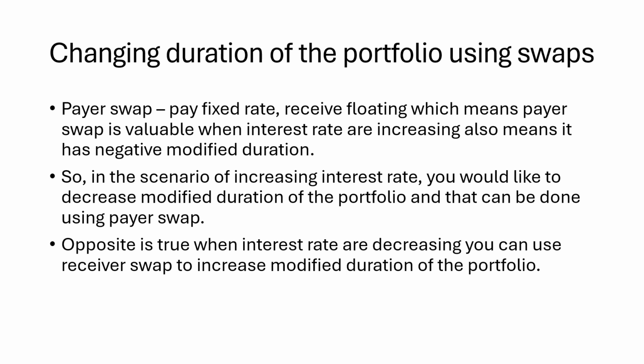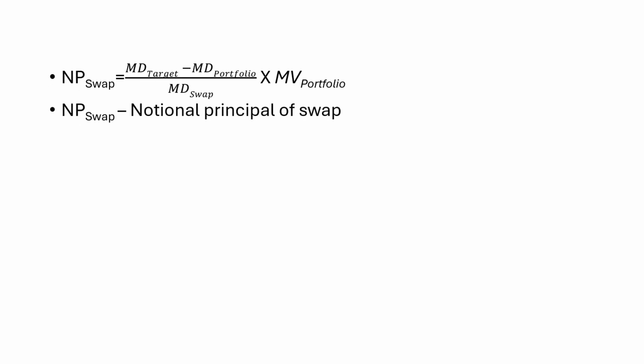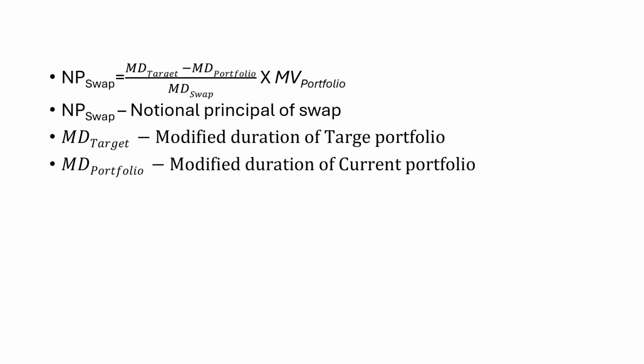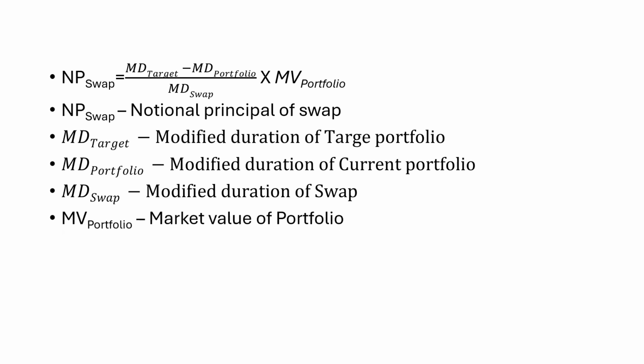Let us see this with an example. Let us see first the formula to change the modified duration. We have the notional principal of the swap, and how do we calculate it? We have the modified duration of the target portfolio minus the modified duration of the current portfolio, divided by the modified duration of the swap, multiplied by the market value of the portfolio. This is very easy. So we have target duration minus current duration divided by the duration of the swap, and if we multiply that with the market value of the portfolio, we will have the notional principal of the swap.